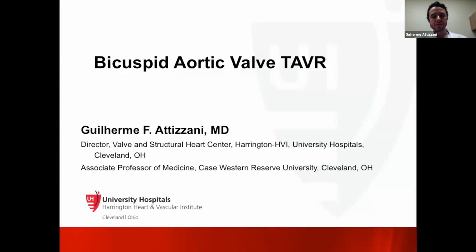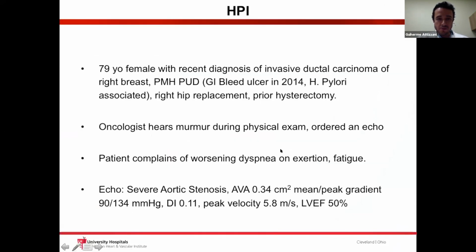I am the director of the structural heart program here at the University Hospitals. We did this case some months ago, and we know that there are a lot of controversies in bicuspid aortic valve, so it's going to be great to discuss with the distinguished panel of experts here. So this is a 79-year-old female with a recent diagnosis of invasive ductal carcinoma. And they basically discovered that she had severe aortic stenosis during the workup for the surgery for that.